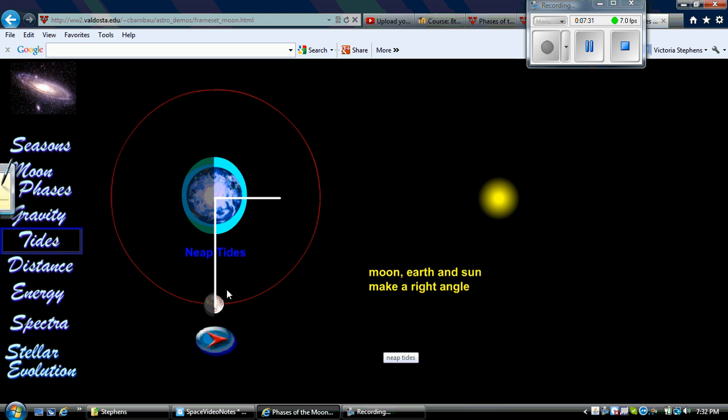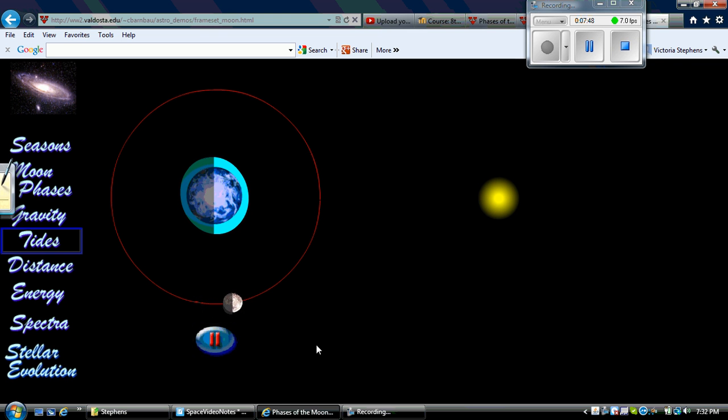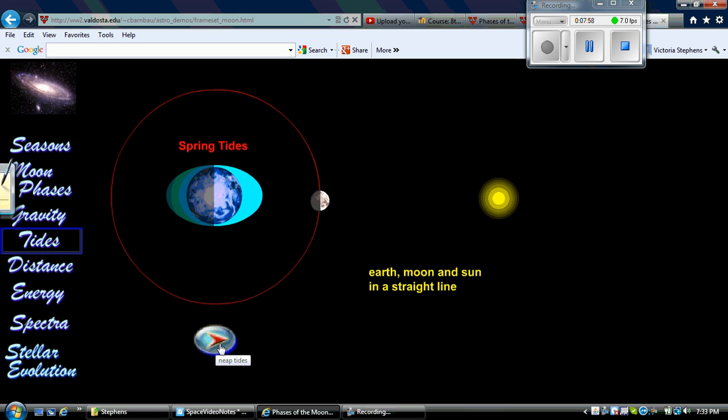Okay, neap tide. I want to show you guys right here, the high tides are not as high as the spring tides, but look at the lows. The lows are not as low as the spring tides either. So neap tides have lower high tides, but higher low tides. We'll see that when I show you the spring tide again. The spring tides have higher high tides and lower low tides compared to the neap tides.